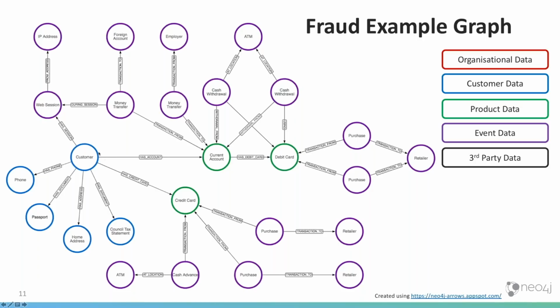So here we have in blue some customer data, right? What you know about your customer. So here we have a customer. That customer has some documents that they've submitted. So we have a copy of their council tax statement and their passport from when they set up their account. We know their home address and we know their phone number. So when we look at our fraud demo, this is the information you gather during KYC, know your customer, as you're setting up an account. And you can use this to then detect fraud.